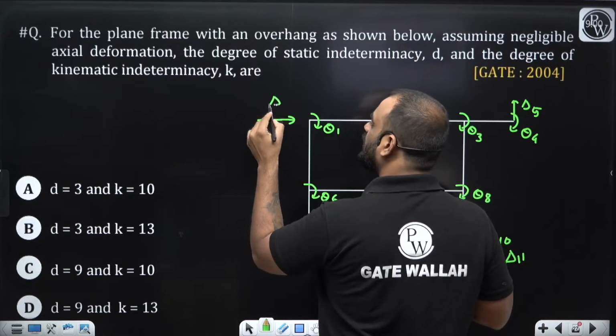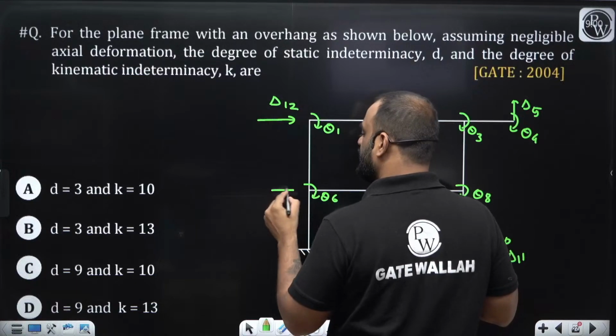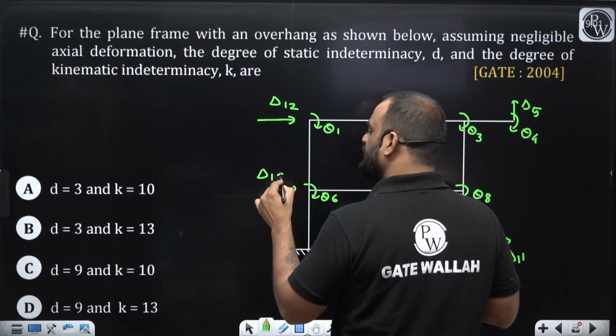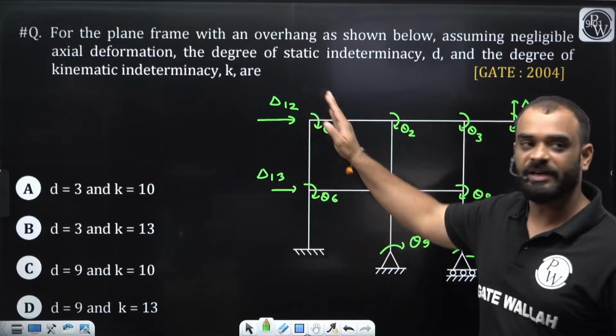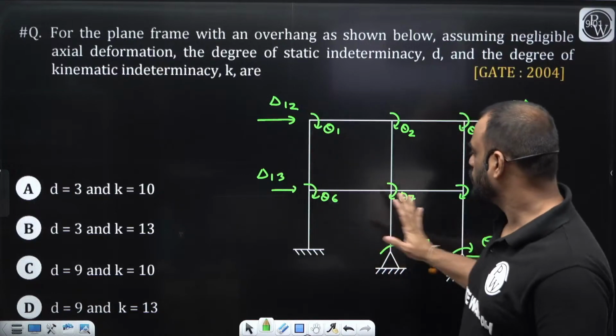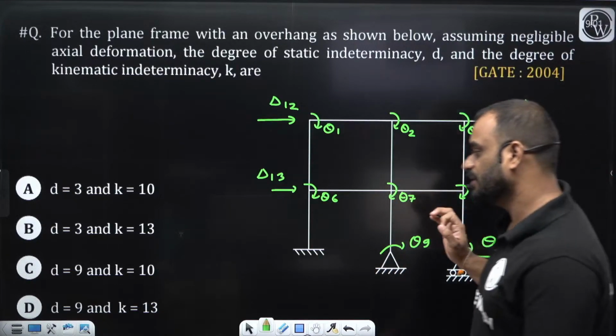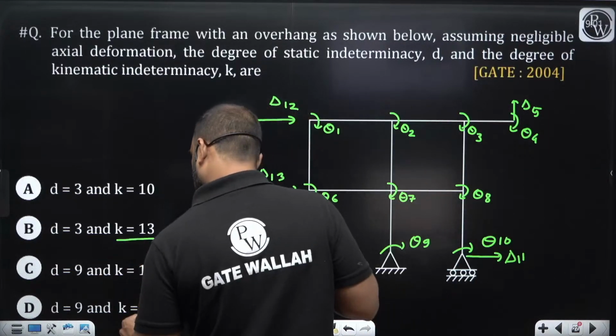Then one is sway component 12, and at this level we have sway which is different. Both the values will be different and both are independent. So the total value of DK is 13. DK is 13, guys. DK is 13.